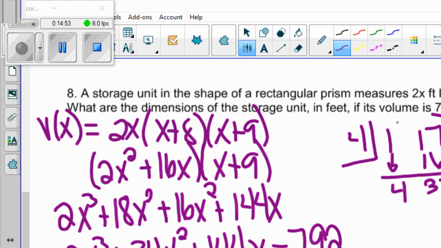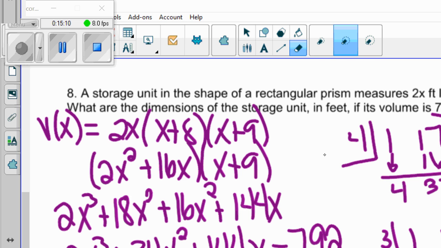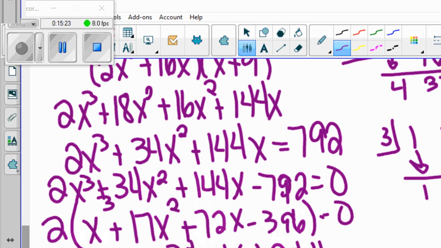So now I'm going to try 3. So if I try 3, 1, 17, 72, negative 396. 1 comes down, 3, 17 plus 3, 20. Hey, 20 times 3 is 60. Sorry, this was a 72. I don't know why that looks like a 22. 72 plus 60 is 132. 132 times 3, oh my goodness, 396. Yay. So x equals 3 works.